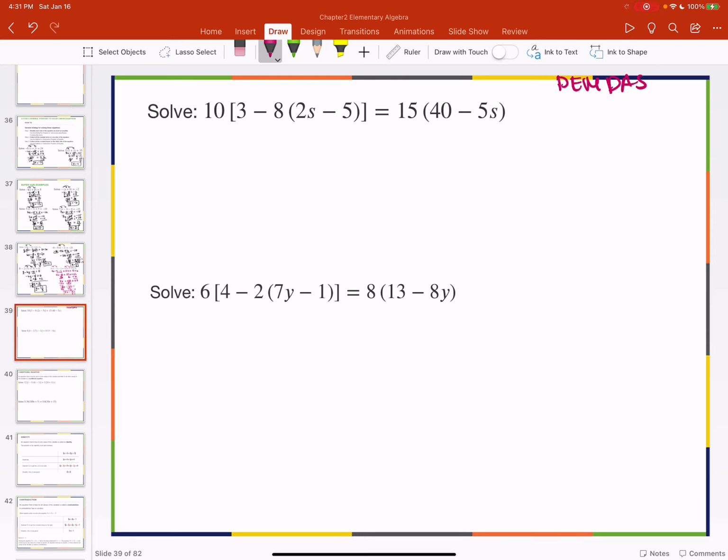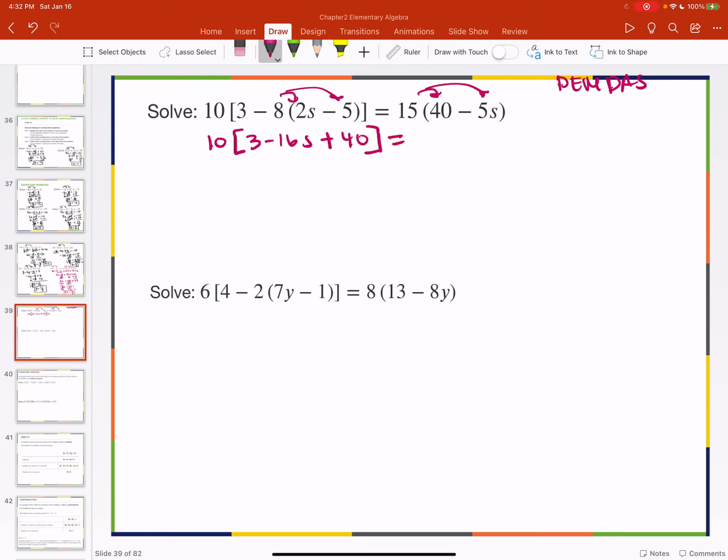PEMDAS, okay? So let's go ahead and distribute this 8 first because it's inside of the bracket. So we'll have 10, bracket, 3, and then negative 8 times 2s is negative 16s plus 40, end bracket, equals, and then we're going to distribute the 15 here. So what is 15 times 40?